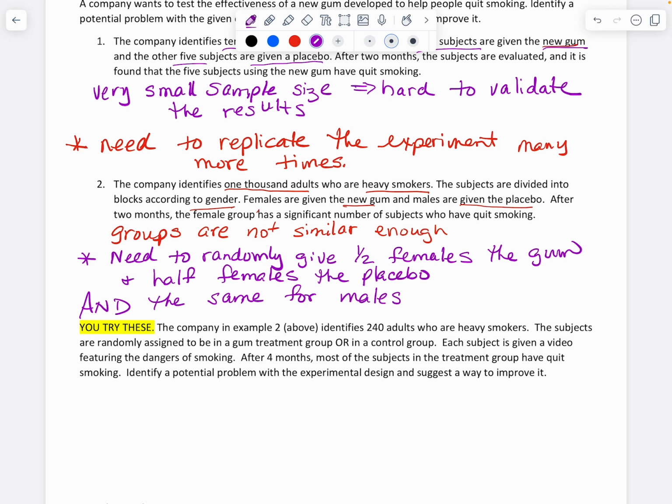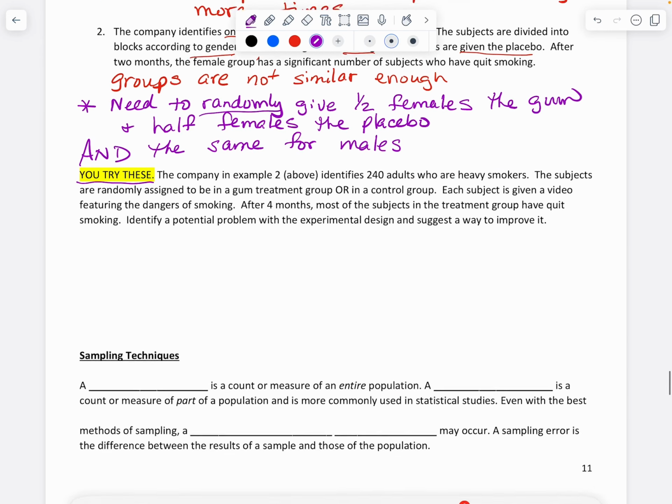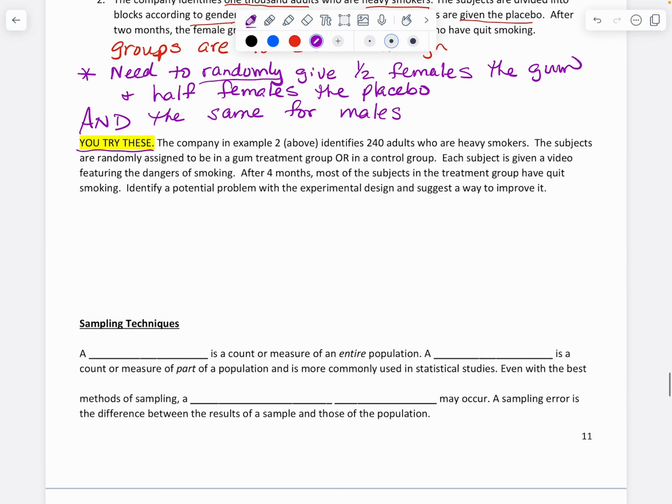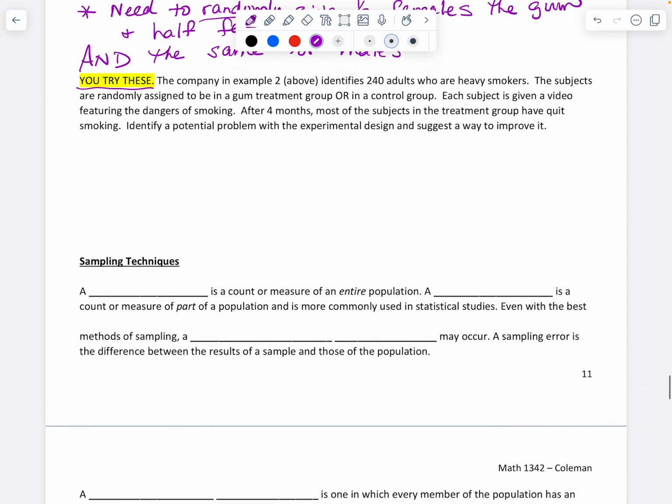So you need to randomly select half the females to give the gum to, half the females to get the placebo, and then for the males, again, randomly select half of the males to receive the placebo and half of them to receive the actual product, the gum in this case. Okay. Again, you're going to try the next one on your own. Explain your reasoning, make sure we know why.